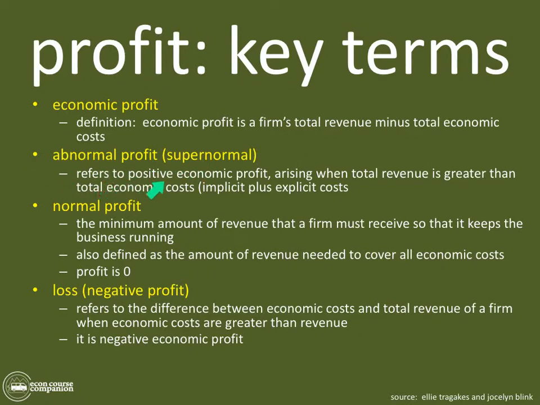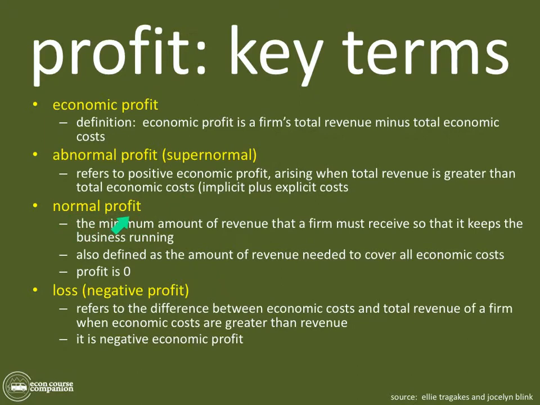This refers to positive economic profit arising when total revenue is greater than total economic costs, where economic costs are implicit plus explicit costs. So this is when your pizza shop makes $8 and your costs are only $5, or makes $7 and your costs are only $5, or has a revenue of $6 but your costs are only $5, right? This is when there's more money than what covers your basic costs.